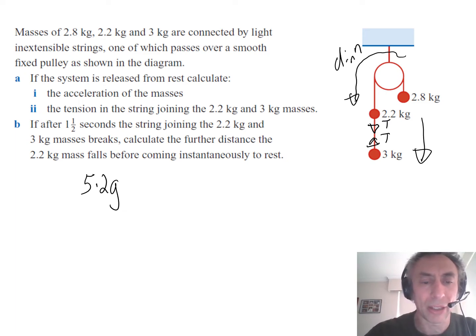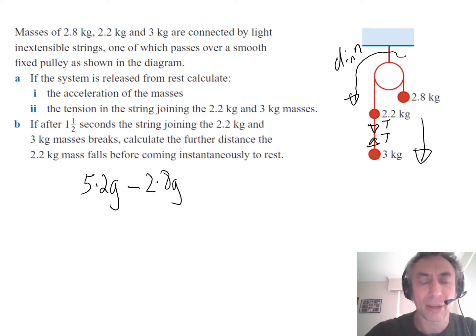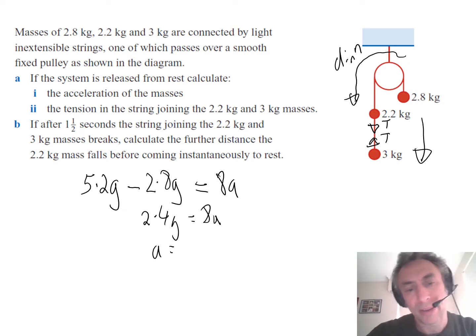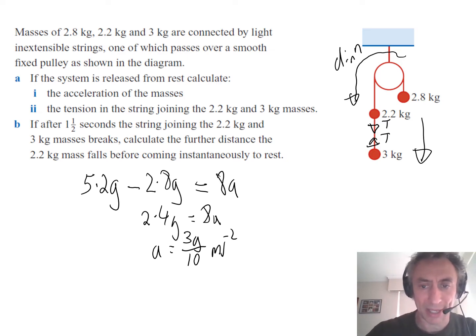So we're analyzing it as a system as a whole. And it's being retarded by the weight force of the 2.8 kilo mass. And that's going to be equal to the total mass of the system. 2.2 plus 2.8 is 5. 5 plus 3 is 8. 8A. So what have we got? We've got 2.4G equals 8A. Therefore, A, there's 3 lots of 0.8 in 2.4, so it is equal to 3G over 10 meters per second squared. That's the system as a whole.